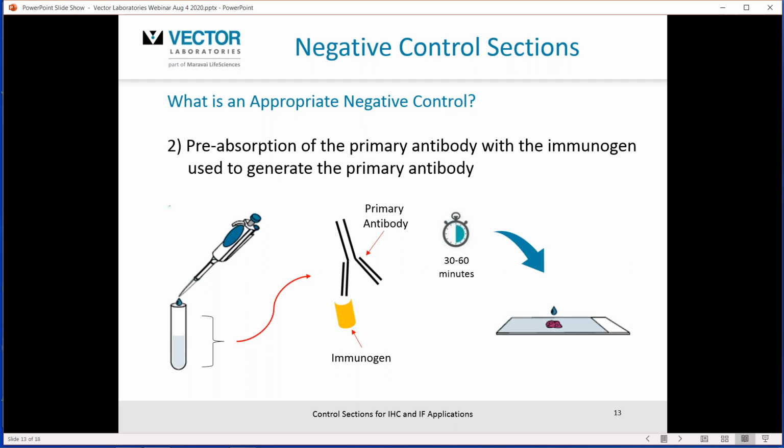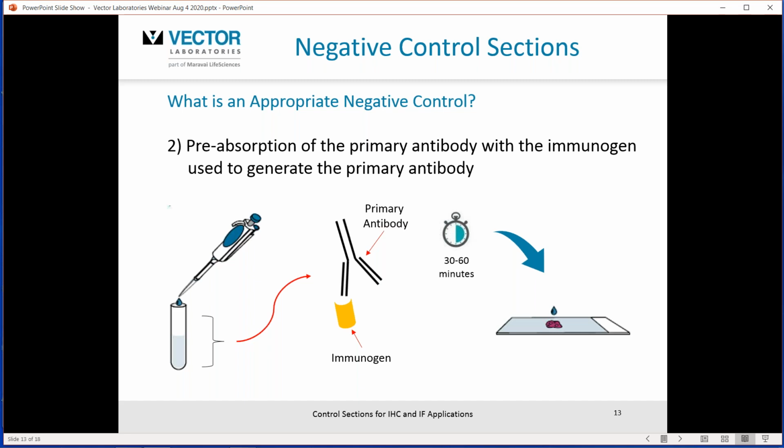Two things with this negative control. Number one, more than likely, if you're getting that primary antibody from a commercial vendor or commercial source, they're not going to make that immunogen openly available. I understand that, and therefore this particular negative control may not be available to a lot of investigators, the vast majority of investigators out there. That's fair enough.